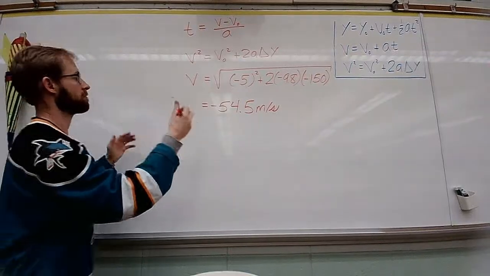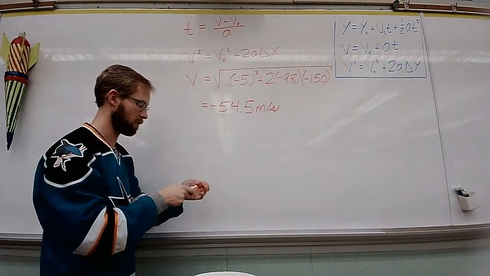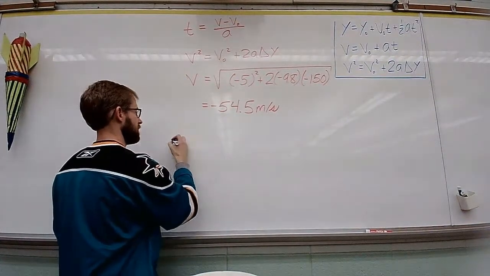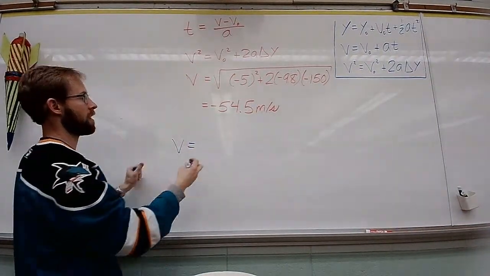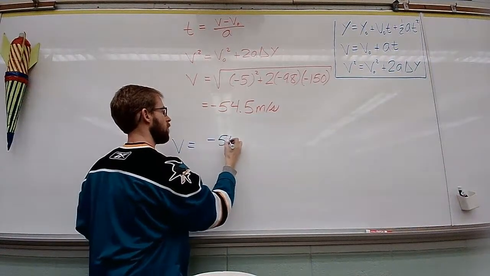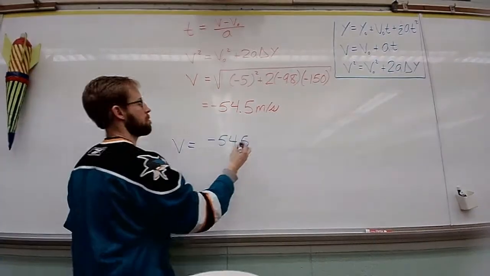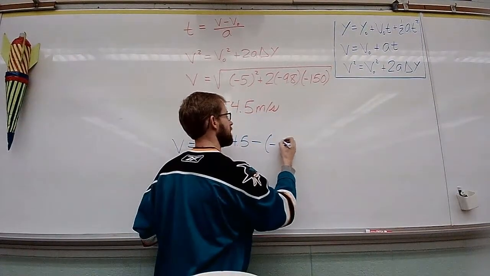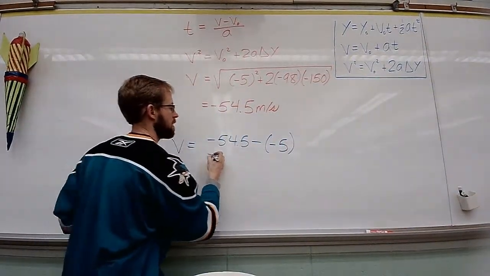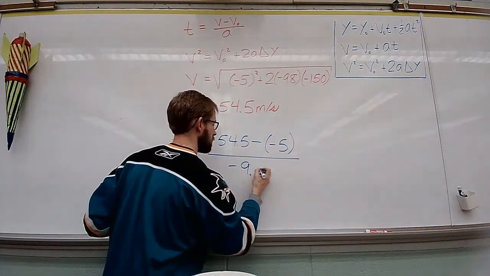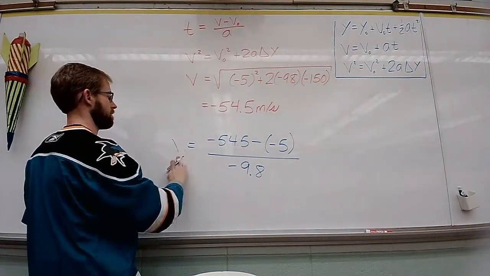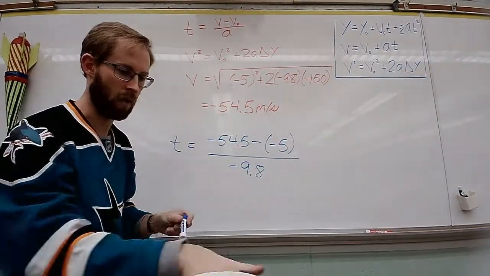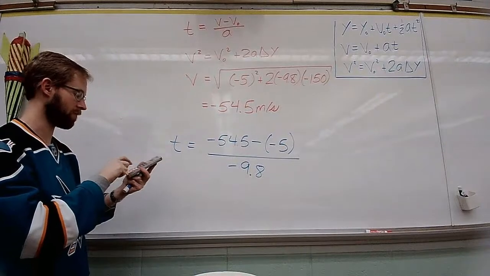So now I have everything. So let's plug everything into that equation and wonder if we get the same answer. So v is going to be equal to final velocity, which is negative 54.5, minus original velocity. So this is going to be minus negative 5. Yep. Oh, yeah, you're right. Thank you. And boy, wouldn't that be something if this came out to be 5.05?